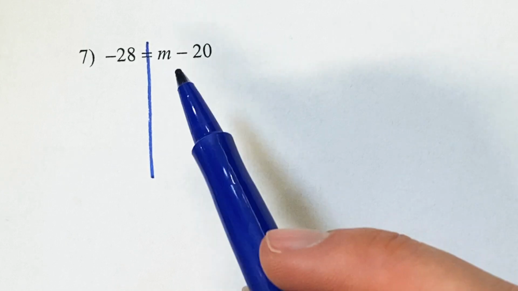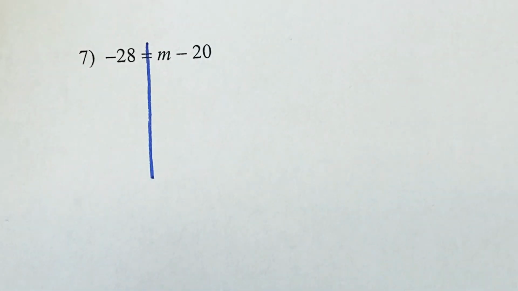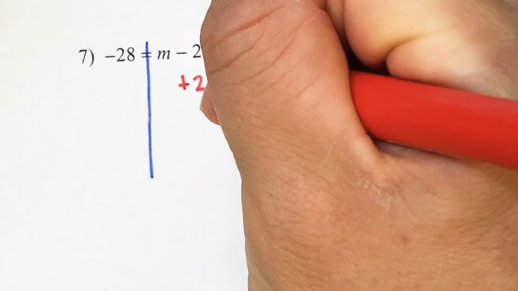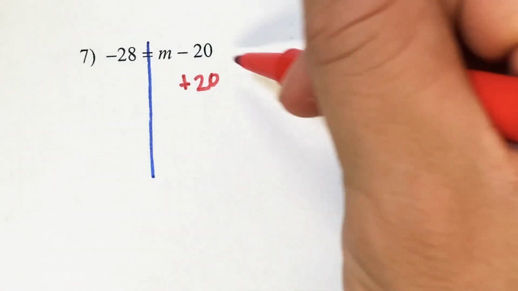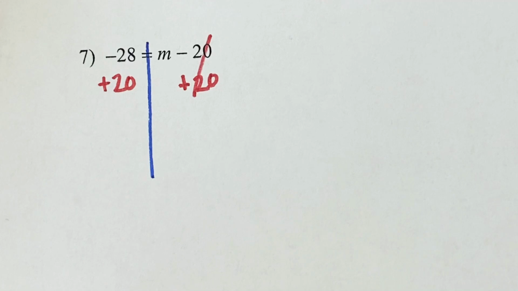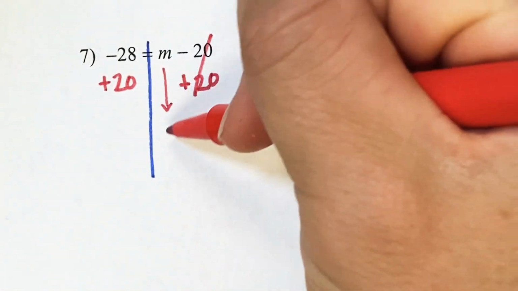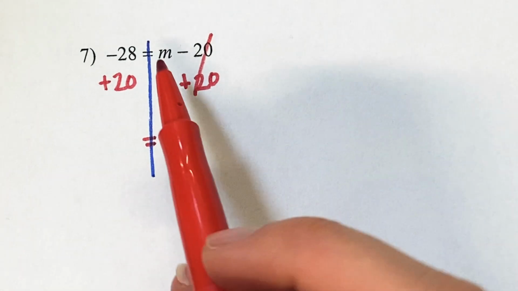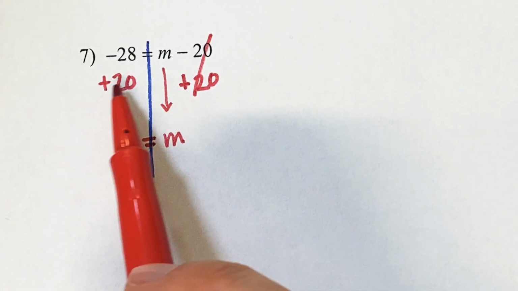So you want to get the variable all by itself. We need to untie this negative 20. So what is the opposite of minus 20? It's going to be add 20. That unties it, but you have to keep it balanced, so do the same thing to both sides. Bring down your m. And then what is negative 28 plus 20?